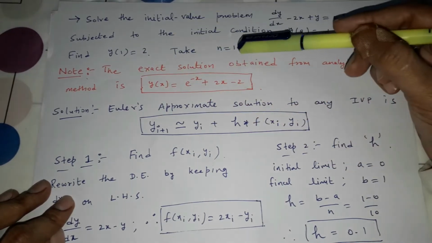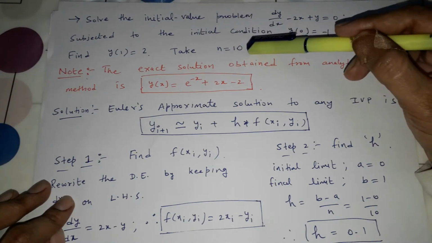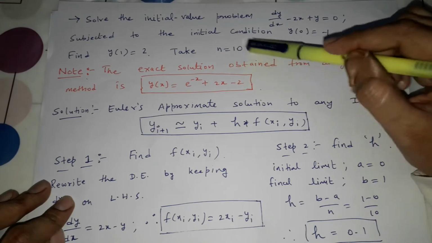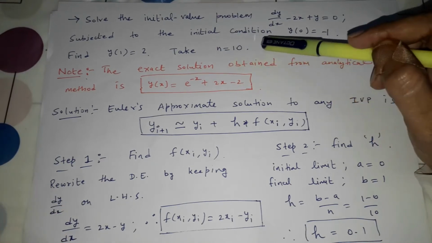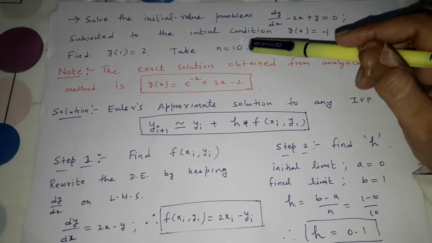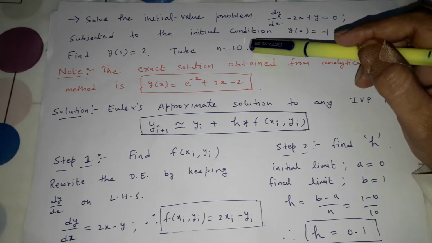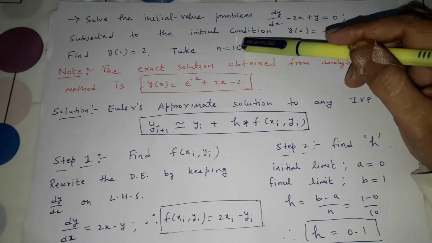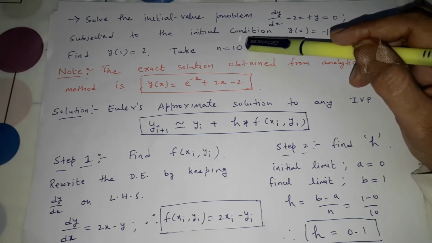He also said take n is equal to 10. This is the number of intervals in which we are going to divide our independent variable. So this is our choice. Higher the value of n, more accurate is your solution. For the sake of the problem, let's take n is equal to 10. But remember, higher the value of n, more accurate is your solution.